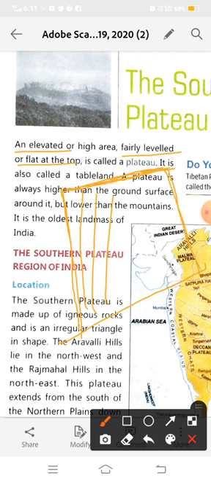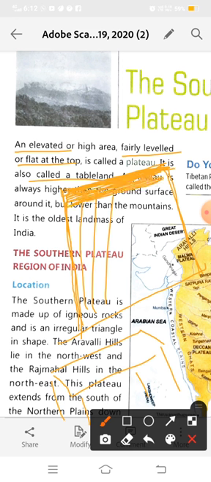This is showing you the land of a plateau, how the plateau's land looks. Okay, it is also called tableland. Plateau is also known as the tableland. Why is a plateau known as the tableland? Because it is flat at the top, like a table. How is a table? Tables are like this, and our plateau is also flat on the top, like a table. Okay, so plateau is also known as the tableland.